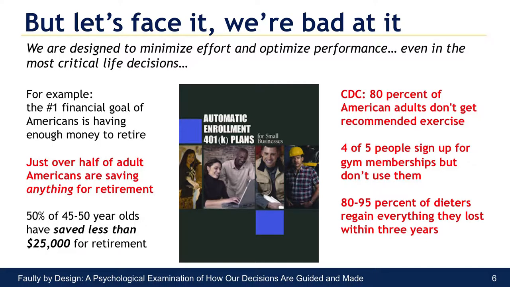But again, when you look at reality and how people actually behave, when you look at the financial side of it, when you poll adult Americans, their number one financial concern is having enough money for retirement. And I think you'd all agree to that. But then you look at the actual statistics and look at people's saving behavior and the decisions they make around planning for that retirement. Just over half of adult Americans are saving anything for retirement.